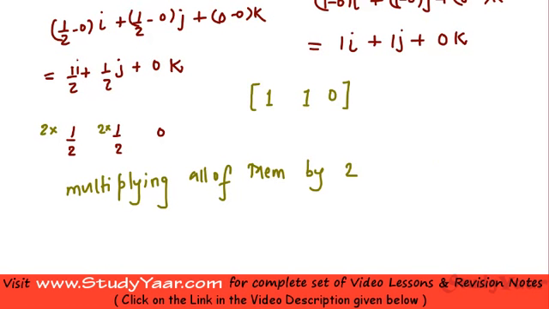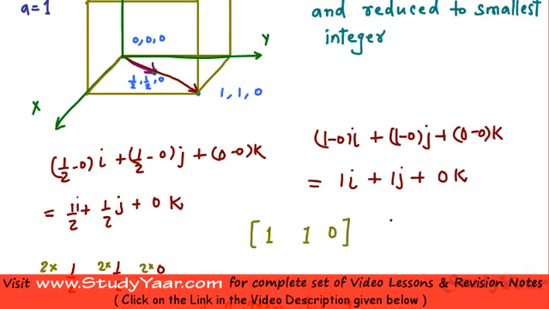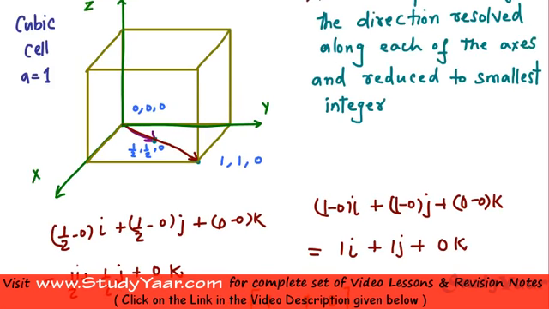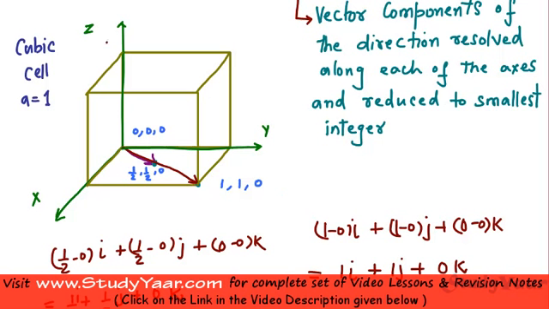So over here, in order to get the smallest integer, which happens to be the numerator 1, we multiply with the denominator 2. So my crystallographic direction indices for the given direction would be 2 into half is 1, 2 into half is 1, and 2 into 0 is 0, which is 110. We have got the same crystallographic indices as we had earlier, because both of them are representing the same direction. This direction is the same as this direction, which is the same as this direction. So for any point along this direction, the crystallographic direction indices will be 110.